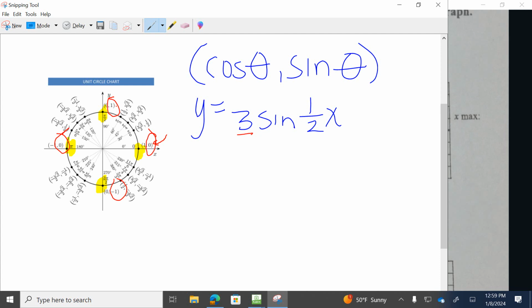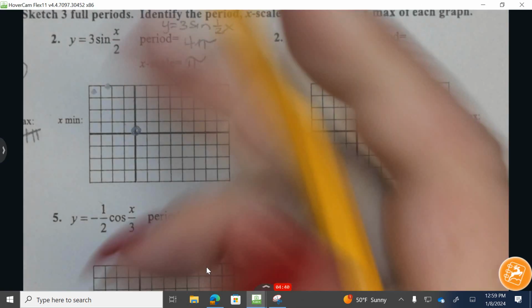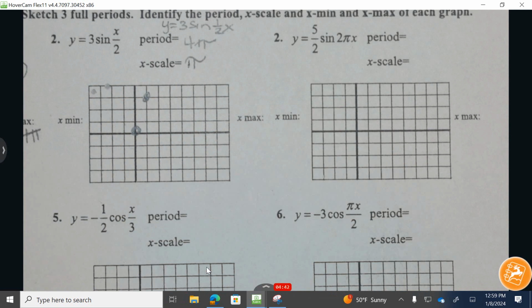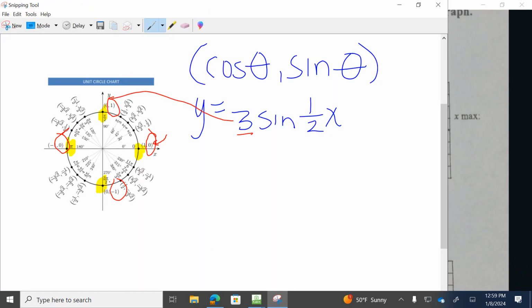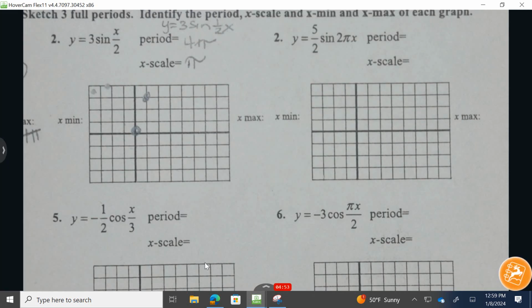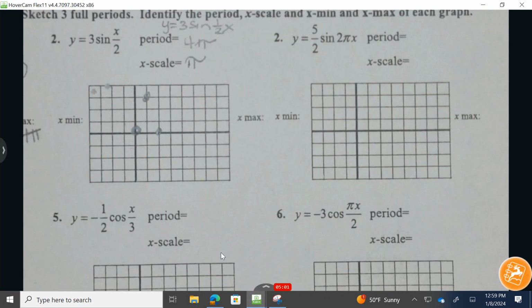Here I have an output of 1. 1 times this value of 3 is 3. So it's being stretched by a factor of 3. It's positive, so I'm going up. And I have 0 here, and 0 times 3 is still 0. And down below, we have an output of -1. Negative 1 times the 3 out front gives me a value of negative 3.